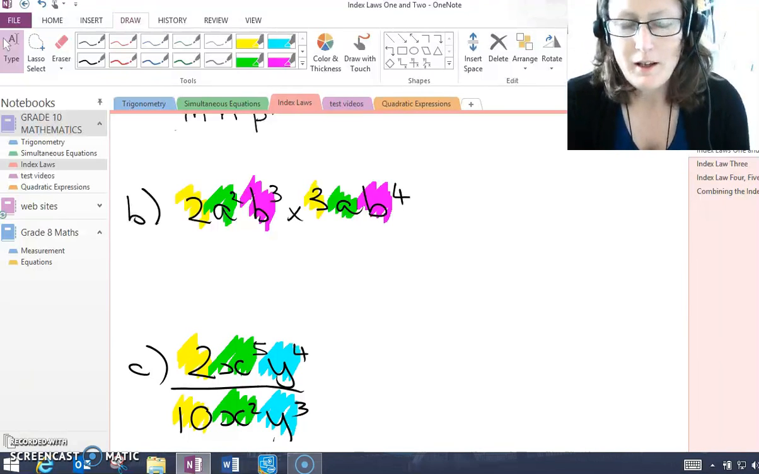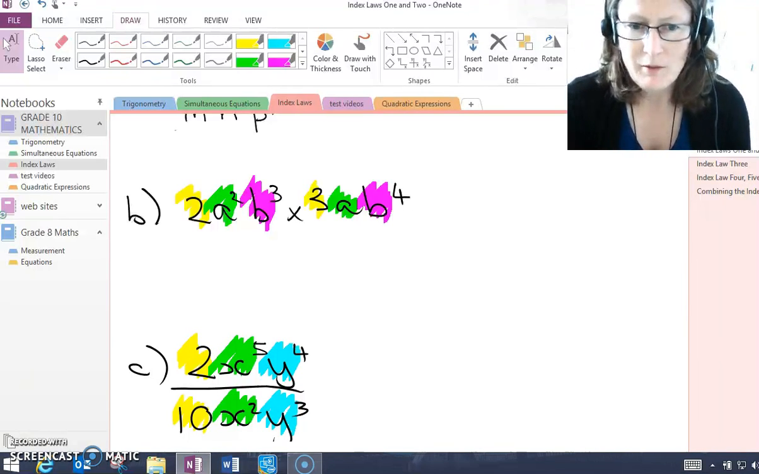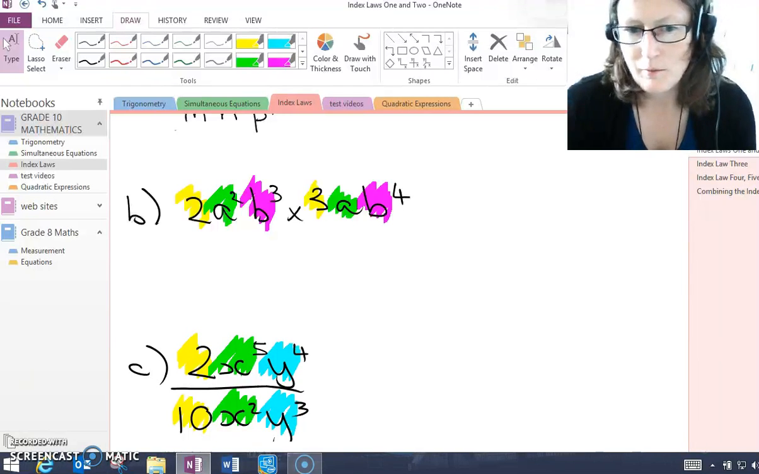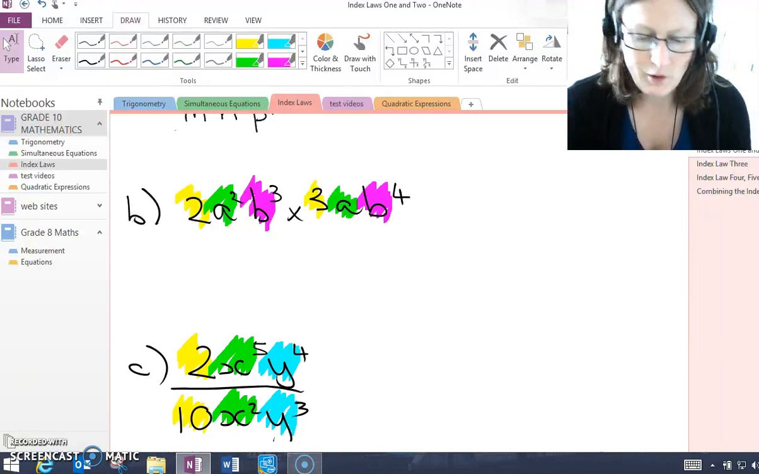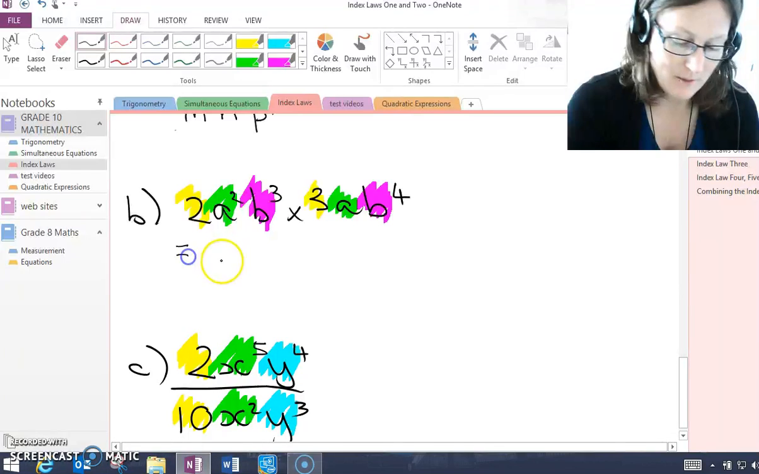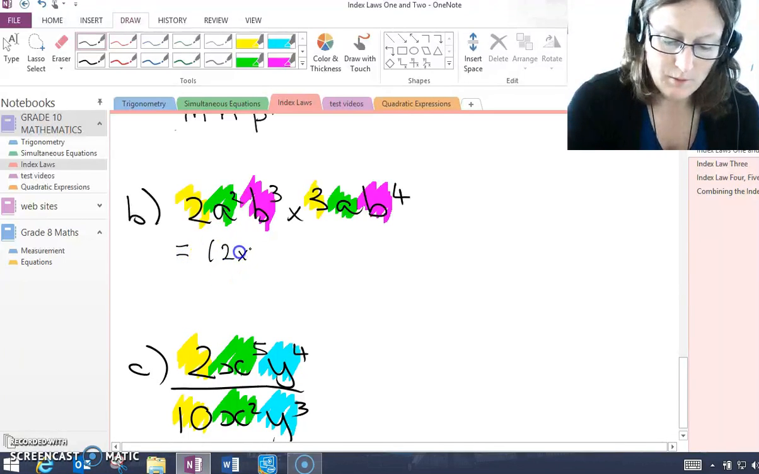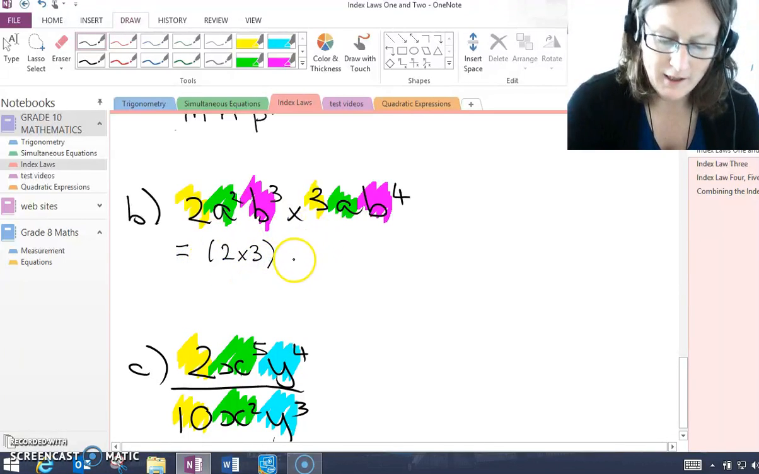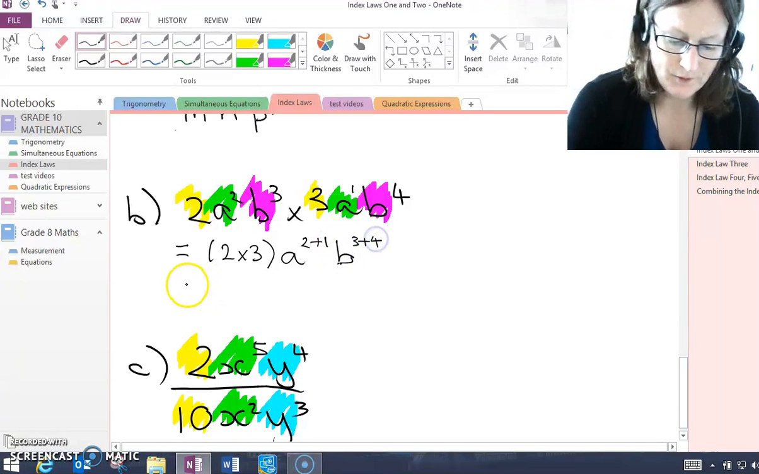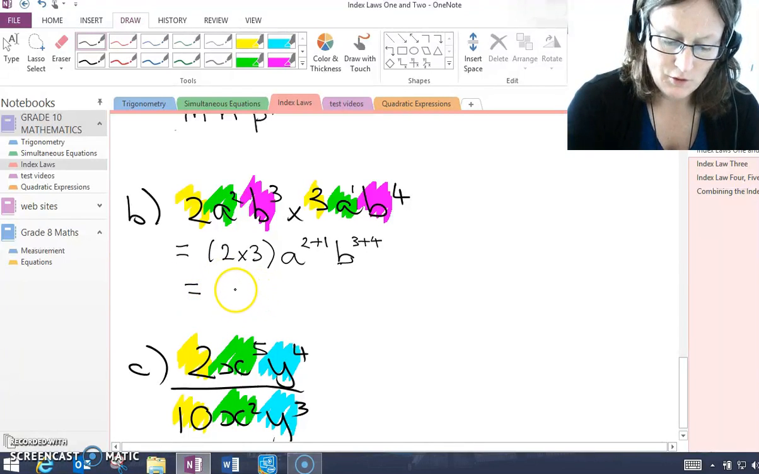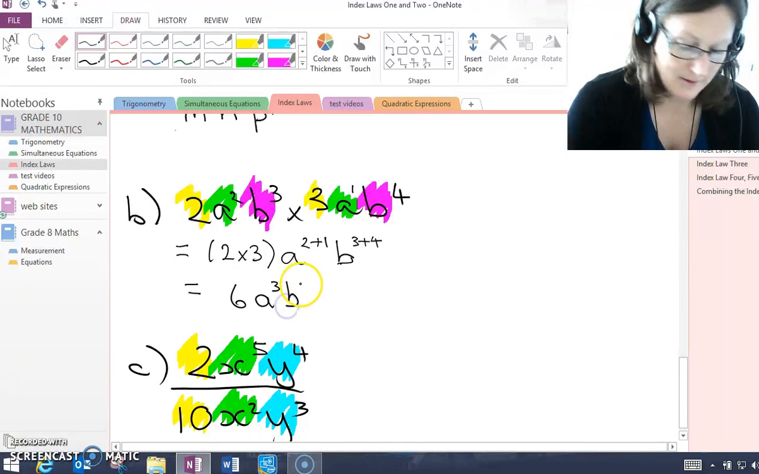Looking at exercise 1.2, worked example 1b. Again, I've copied it out and I've highlighted green for base a, pink for base b, and yellow for the coefficients. So my next step, it's 2 times 3. Then I look at my a's, it's a to the power of 2 plus 1, because there's a 1 there, b to the power of 3 plus 4. So one last step, 2 times 3 is 6, a to the 3, b to the 7.